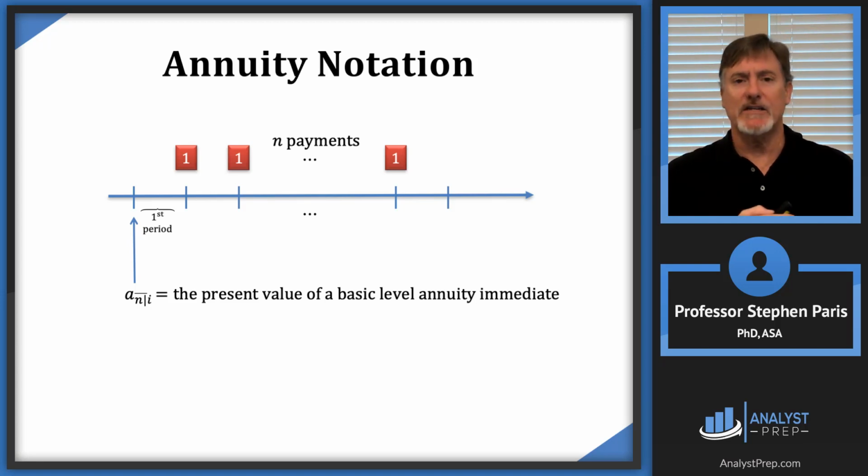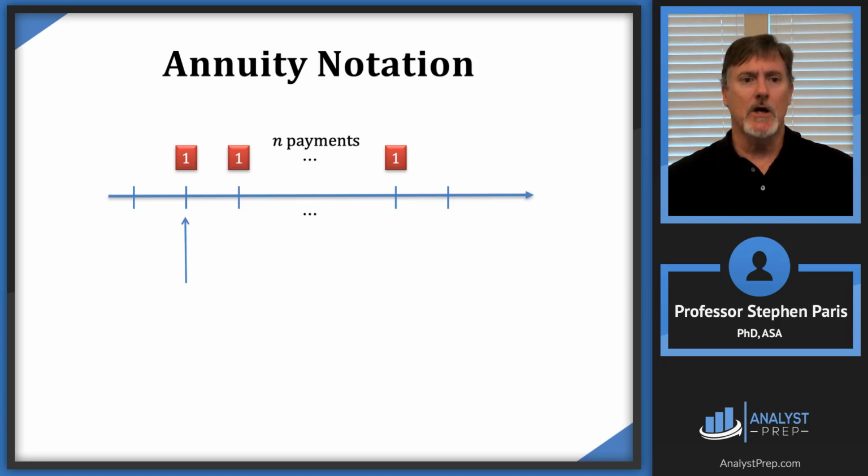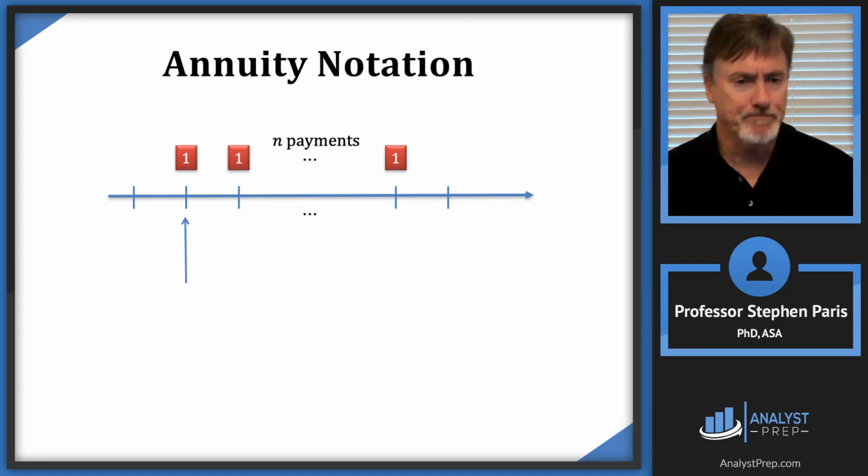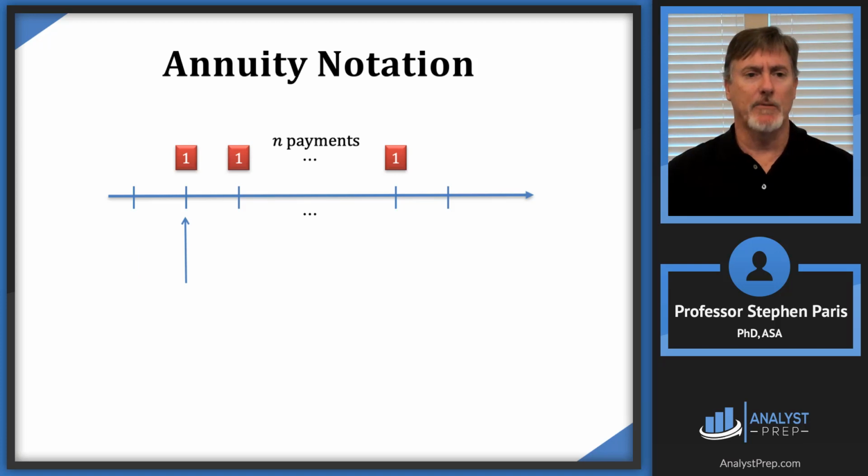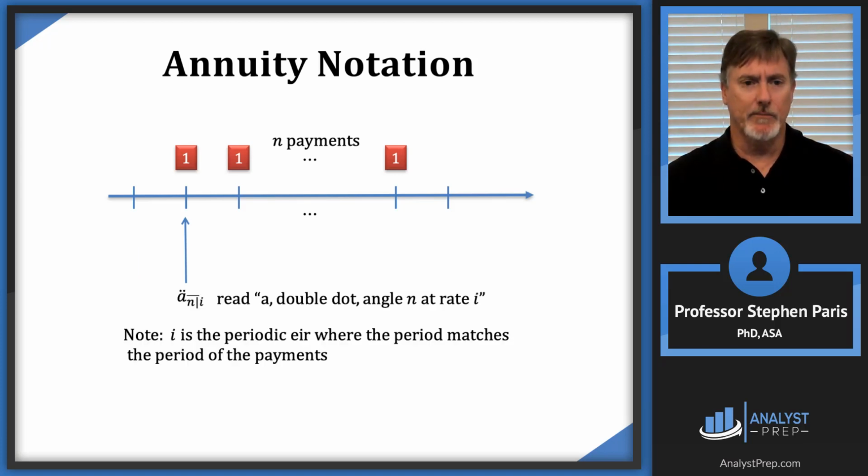So now for the next several slides, I'm just going to move the valuation date and go through the same thought process and introduce the notation that goes along with each of the other valuation dates. So let's move the valuation date to here. In this case, I'm going to denote the value of the annuity at that valuation date with this symbol. It's read a double dot angle n at rate i. Once again, i is the periodic effective interest rate, matches the same period as the payments.